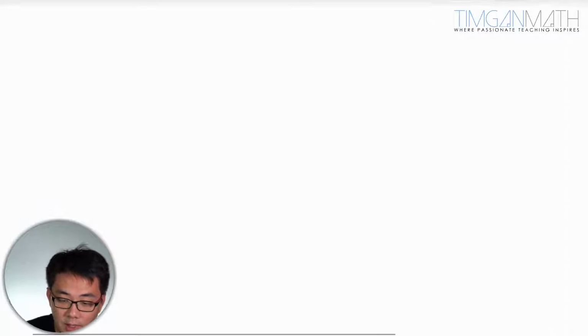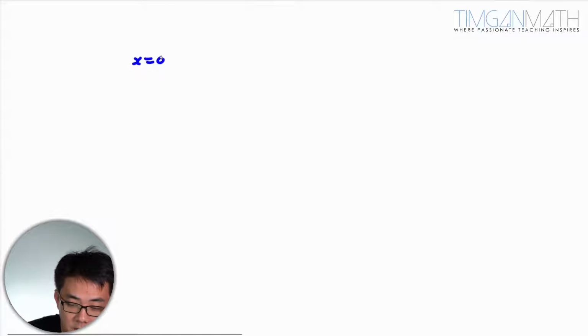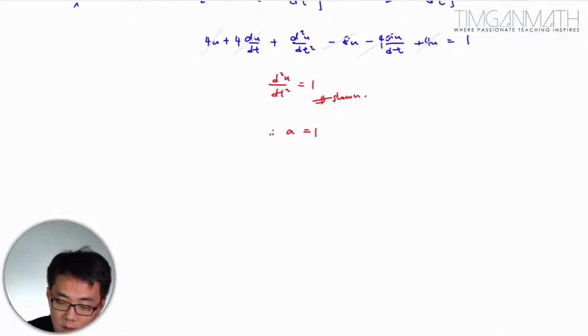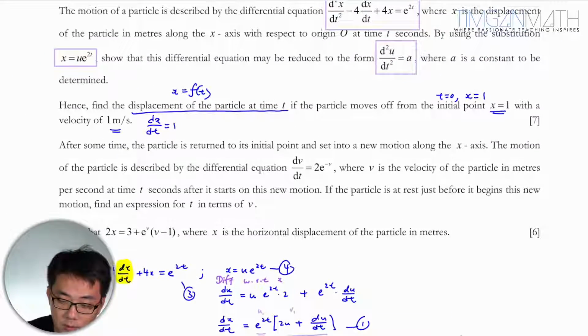So first thing, I'm going to write down all the boundary conditions. t equals to 0, the displacement start off was 1, and dx/dt, the velocity, was 1, right? So t0, x0, there you go.